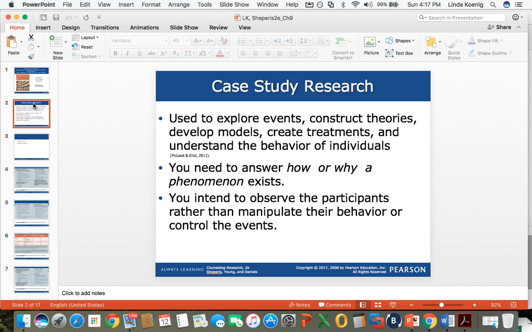So case study research is used to explore events, to construct theories, develop models, create treatments, or understand the behavior of individuals. So if we need to answer the how or the why of a situation or a phenomenon, then we might want to choose case study research. In case study research, we observe our participants rather than manipulate their behavior or control the events.